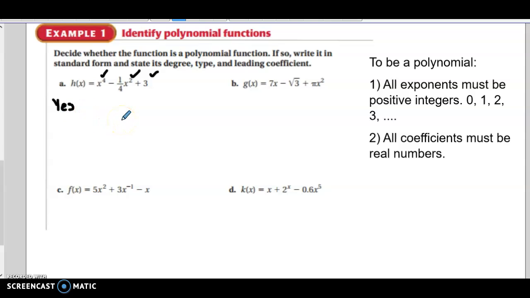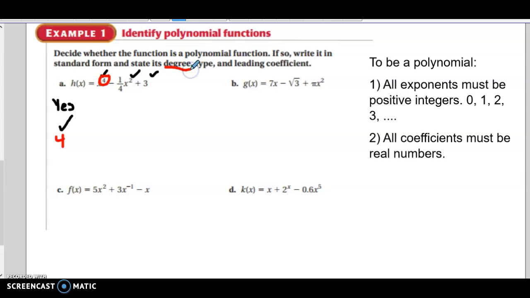And then it says, if so, write it in standard form. Well, standard form means you go from the highest exponent to the smallest. So let's look at it. It starts as x to the fourth, and then it went to an x squared. And then I went to my constant, so it already is in standard form. So to save a little time, I'm going to put a check. It's in standard form. And then the degree, I switch my colors here, is the highest exponent.